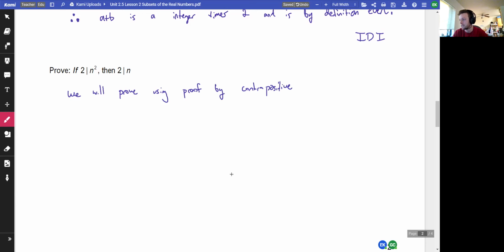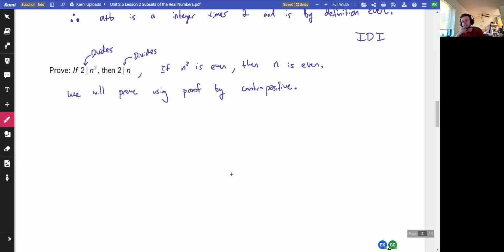But before we begin, let's dissect what this proof is even asking. This is saying if 2 divides n squared, then 2 divides n. Meaning that if we have n squared and it's essentially even, then n is also even. Feel free, everyone, if you want to rewrite this: if n squared is even, then n is even. There are other ways to prove this, but I want to showcase contrapositive.